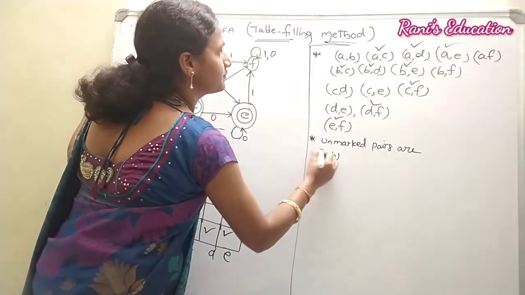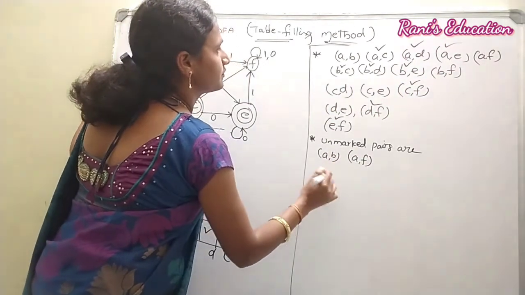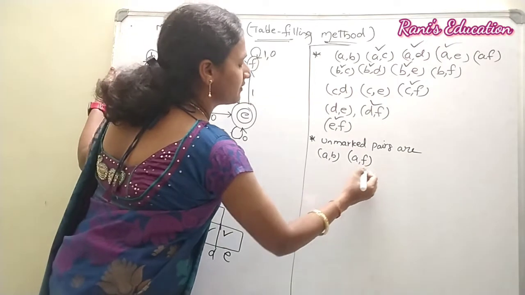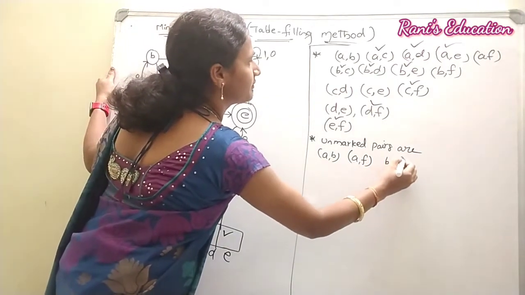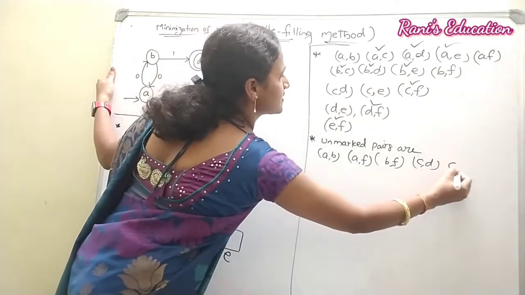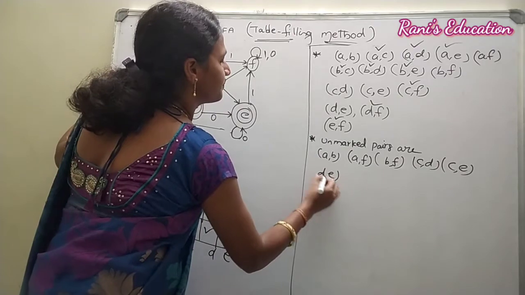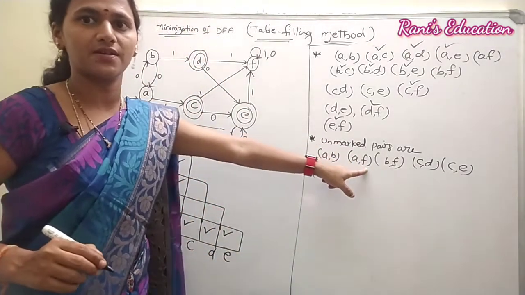Here the unmarked pairs are AB, AF. With respect to B, we have BF. With respect to C, CD, CE. With respect to D, DE. Right? These are the unmarked pairs, isn't it?